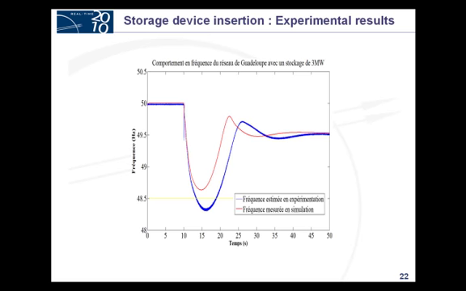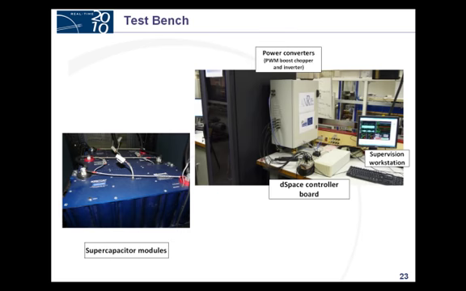So here is some picture of the storage device we have used. Here you have the supercapacitor modules, where each module can reach 48 volts and 160 farads. Here you have a box which contains the power converter and the controller used to control this converter.